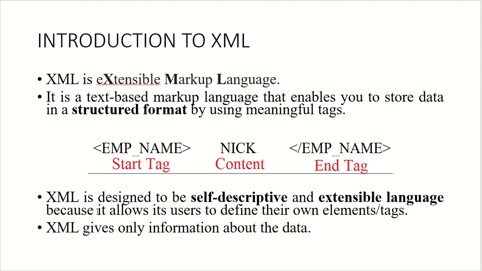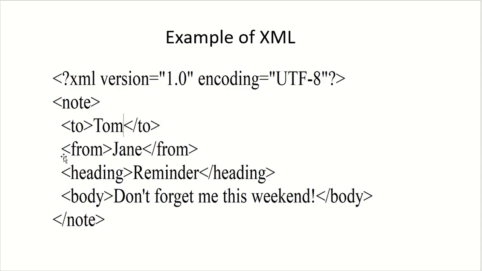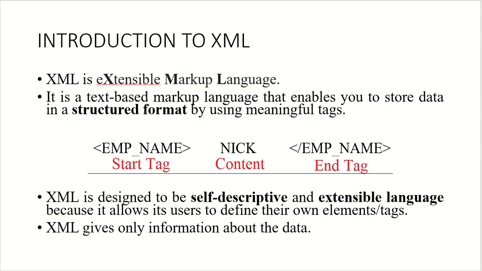So the next part is, XML is designed to be self-descriptive. Obviously, if the language itself is telling what this text is, Nick is an employee name. Another example can be Tom, it is a note to Tom from Jane. So it is self-descriptive. It is telling you that the content is particularly this, or the content is, say, Nick is an employee.